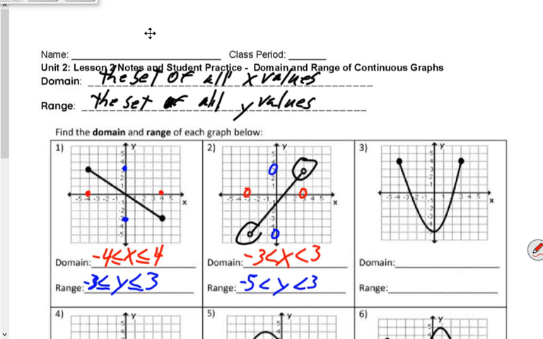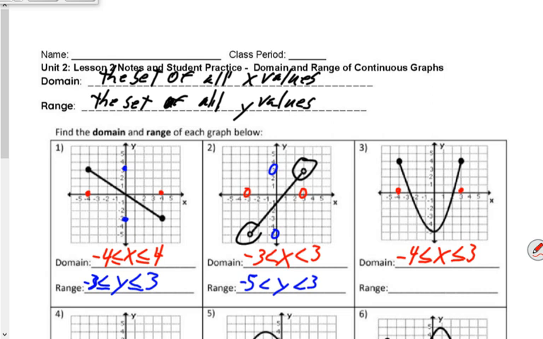So, if we look at just the x values, because we're dealing with domain, we know it stops right here at negative 4 and goes up to here at positive 3, I'm sorry. So it's from negative 4 to positive 3, including those two values. So our domain would be negative 4 is less than or equal to x, which is less than or equal to 3.